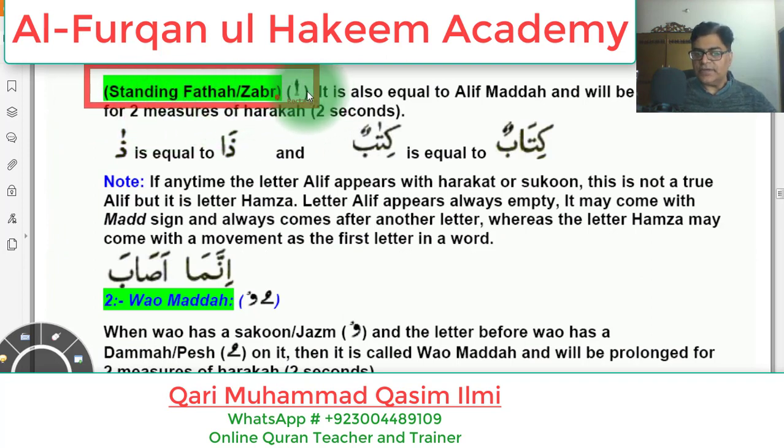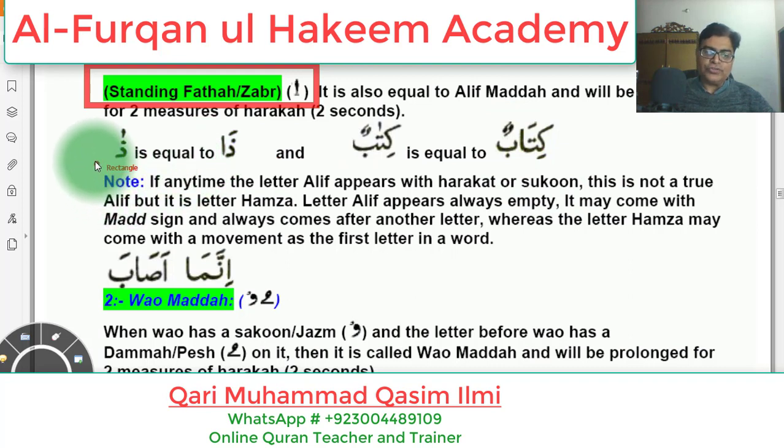Standing fatha, zabar. It looks like this. This is a standing zabar, standing fatha. It is also equal to alif maddah and will be prolonged for 2 measures of harakat, 2 seconds. Zal standing zabar za is equal to zal zabar alif za. And kitabun: kaf zer ki, ta standing zabar ta, ba 2 pesh bun, kitabun is equal to kitabun. Standing zabar is equal to alif maddah, kitabun.